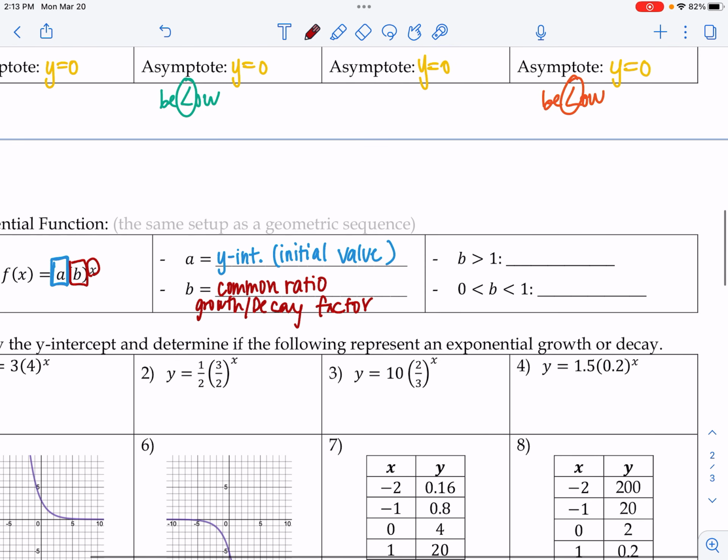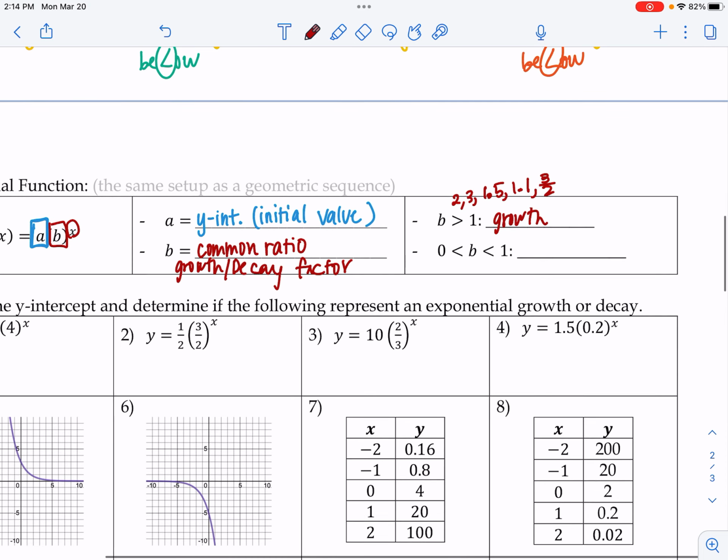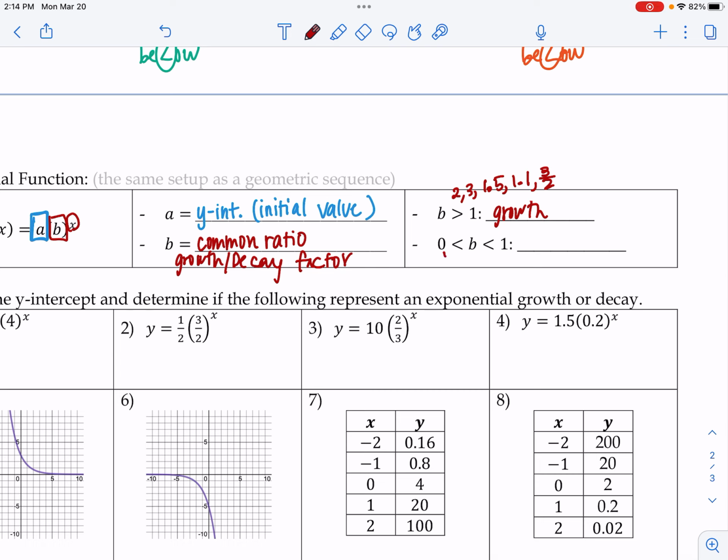They also call that the growth or decay factor. And if that b value is greater than 1, so for example 2, 3, even 1.5 or even 1.1, as long as it's a number bigger than 1, like 3/2, that would be bigger than 1. It is going to be growth. Whereas if it's between 0 and 1, so like 0.2 or 1/2, 2/3, even 5/6, that's going to be an example of decay.